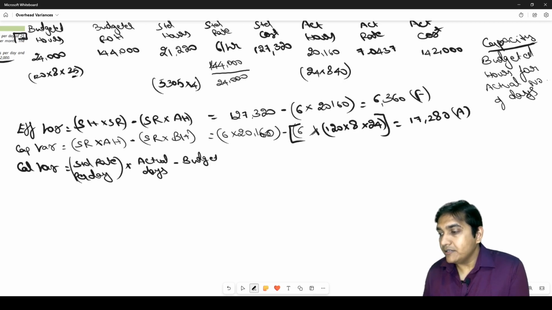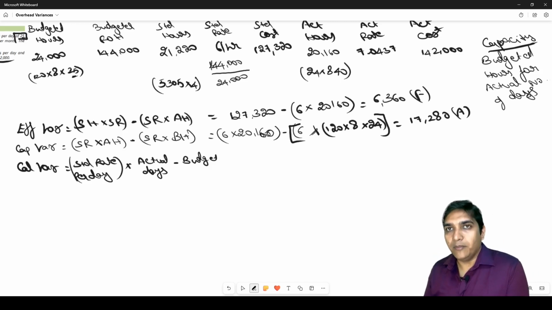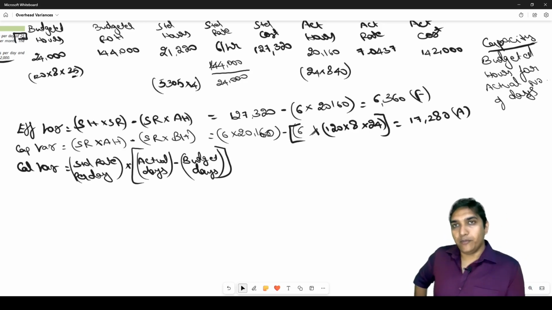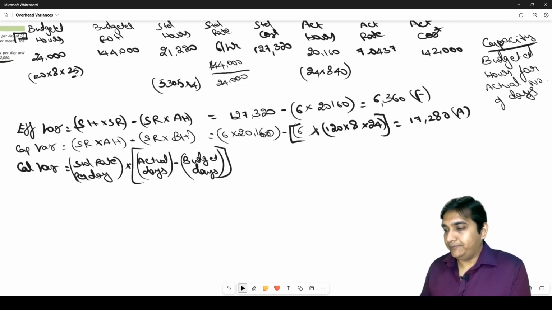I am writing in shortcut, however you should write the full formulas in the examination. Do not write it as budgeted days, write it as budgeted working days, and it is not actual days, it is actual number of days worked, right? You should write the full formulas wherever possible. Though you will not get extra marks for writing full formulas, the marks will definitely be deducted if you don't write it.